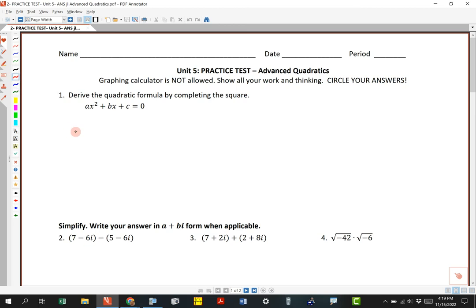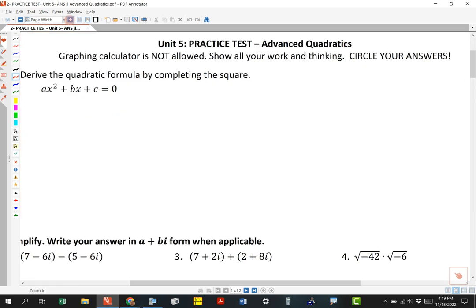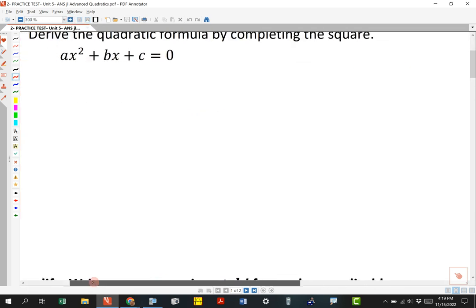All right, let's make sure we're ready for this test. We'll go through this practice test here. First question, no surprise, derive the quadratic formula by completing the square. So here's what we're going to do on this one. I'll zoom in just a tad so we've got plenty of room.